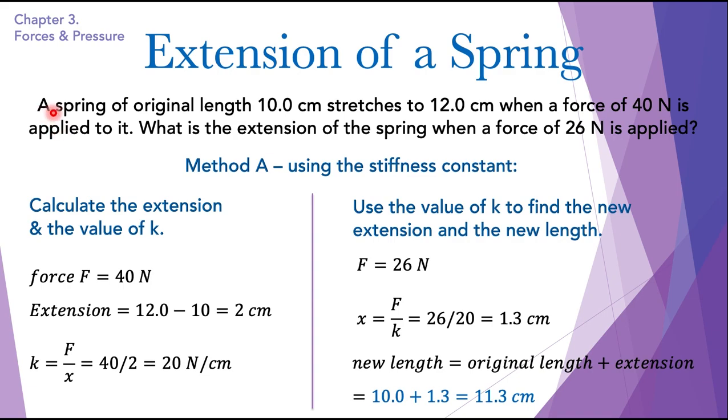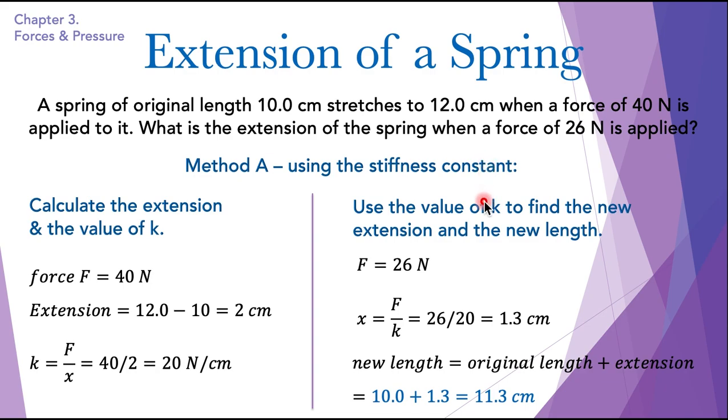So the question is saying that a spring of original length 10 cm stretches to 12 cm when a force of 40 Newton is applied. So what is the extension of the spring when a force of 26 Newton is applied? Okay, so the spring has an original length of 10 cm and it stretches to 12 cm when a force of 40 Newton is applied. And now it's asking us, if a force of 26 Newton is applied, what would be the extension of the spring?